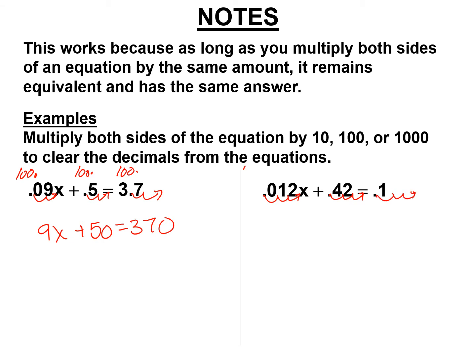And what this is, we're multiplying everything times 1,000, right, is what's going on there, both entire sides. So that becomes 12x plus 420, because there was one empty space. And there's 2 empty spaces there, so you end up equaling 100. And both of these equations have the exact same answer, the same solution. Okay, so now you understand why and what we're doing.